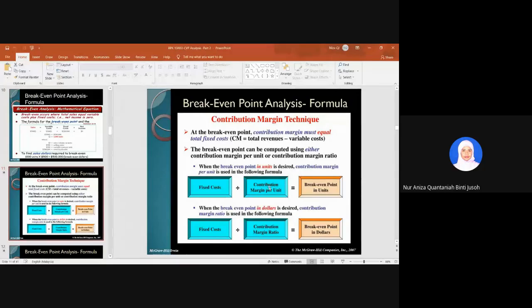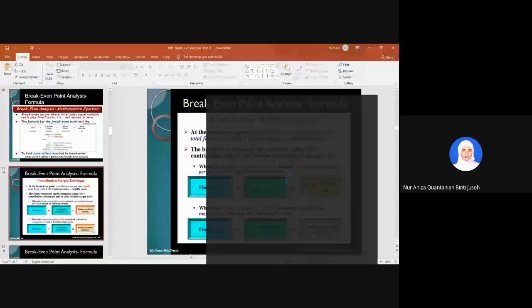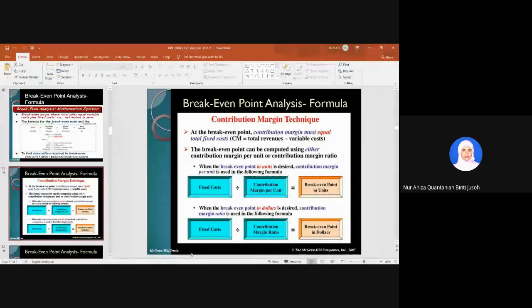Before you can calculate the formula for BEP, you must first know how to calculate the contribution margin per unit and the contribution margin ratio. What I suggest is, in your examination, calculate both contribution margin per unit and contribution margin ratio, and then apply it according to what the question asks. If you have to find BEP in units, you use the contribution margin per unit. If you want to find the BEP in dollars, you use the contribution margin ratio.